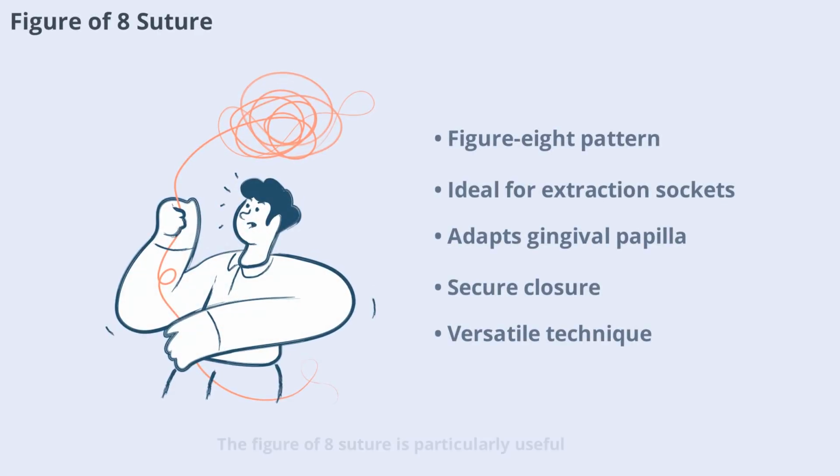The figure of 8 suture is particularly useful for closing extraction sockets and adapting the gingival papilla. This technique involves looping the suture in a figure-8 pattern, which provides secure closure and helps maintain tissue position. It's a versatile method that can be used in various oral surgical procedures to ensure proper healing and stability.